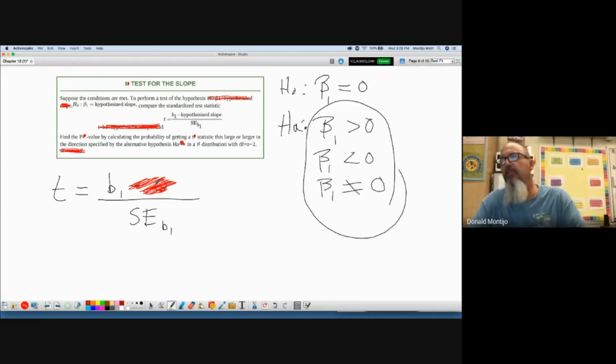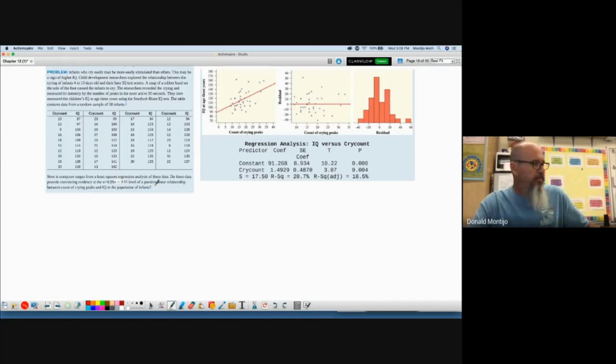So let's put this to practice. Let's look at an example of this. We want to see if infants who cry easily may be more easily stimulated than others. This may be a sign of higher IQ. Child development researchers explored the relationship between crying infants 4 to 10 days old and their later IQ test scores. A snap of a rubber band on the sole of the foot caused the infants to cry. That's not cool. The researchers recorded the crying and measured its intensity by the number of peaks in the most active 20 seconds. They later measured the children's IQ at age 3 years using an IQ test. The table contains the data.